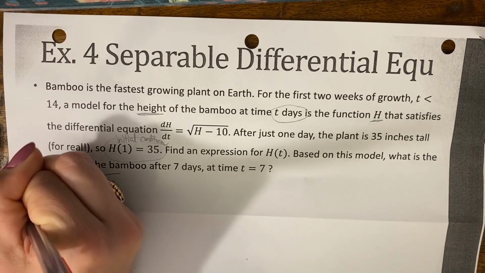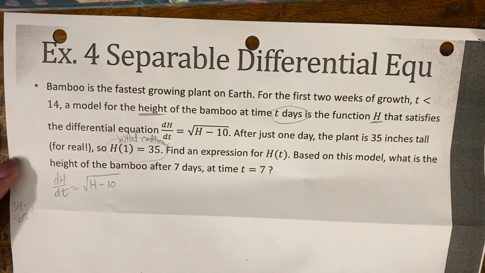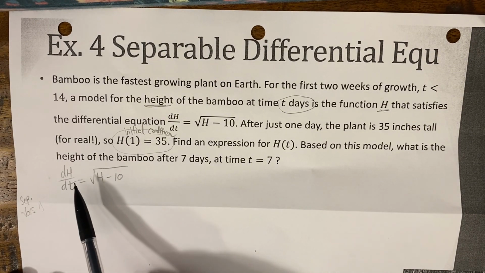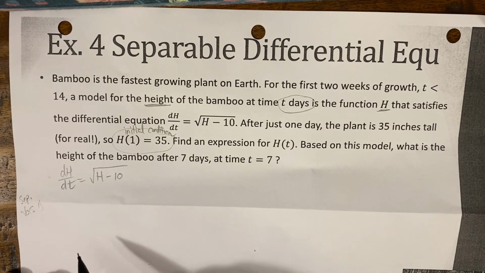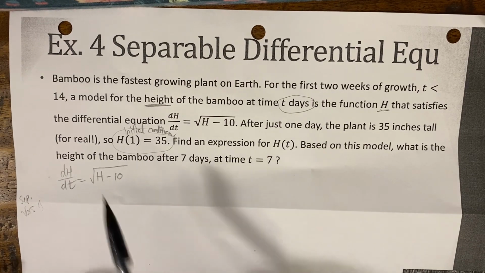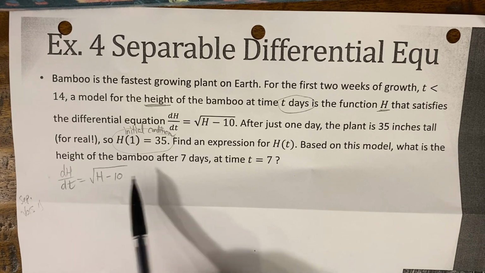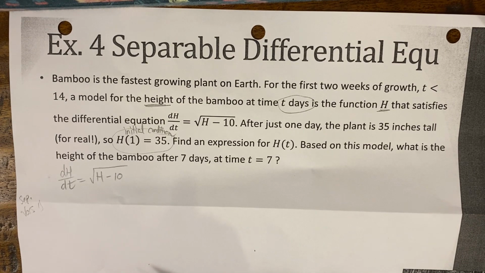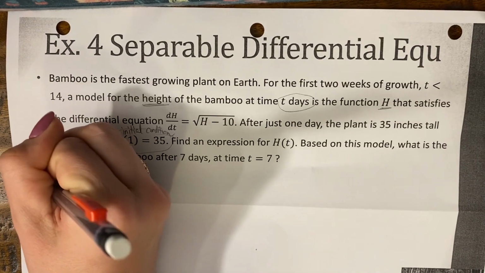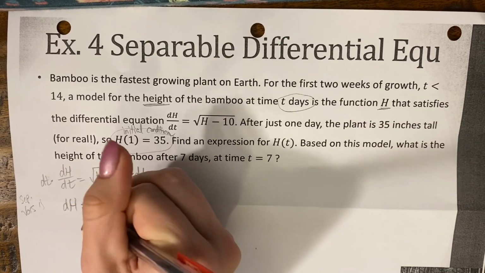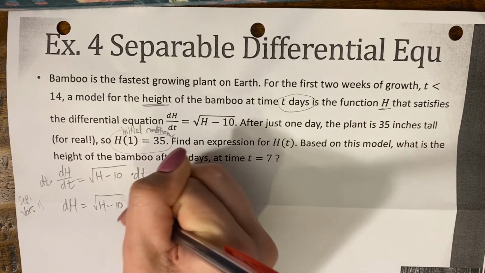So I'm going to follow my steps. Step 1 is separate the variables. I'm just writing my steps lightly on the side. So I want my h, think about if h is like y or x, and if t is like y or x. Okay, h is like y, t is like x, so I want my h's on the left, like I normally want my y's on the left. And I want my t's on the right, like I normally want my x's on the right. So I'm going to multiply by dt. So I get dh equals root h minus 10 dt.